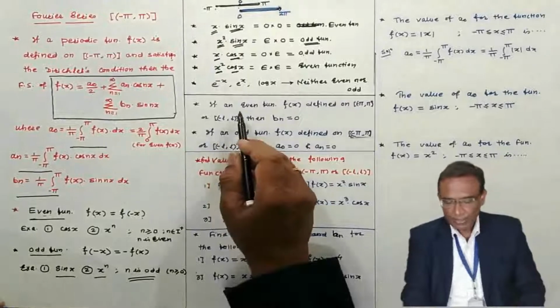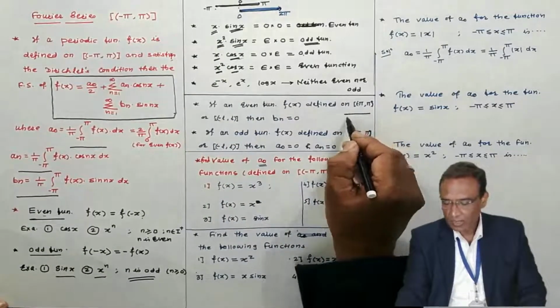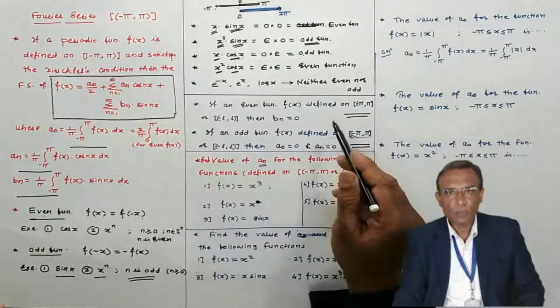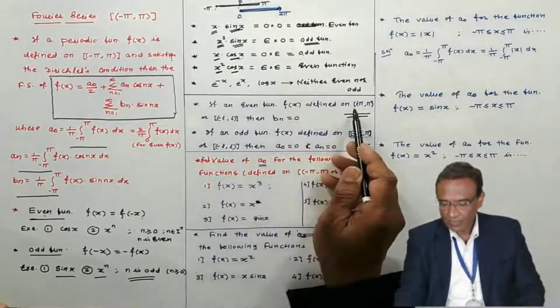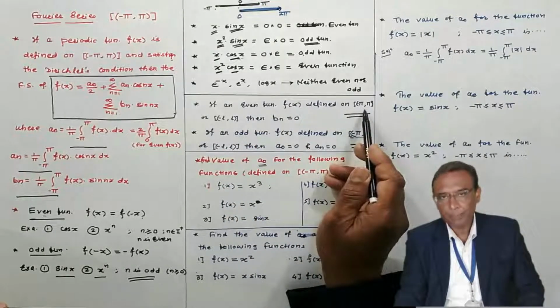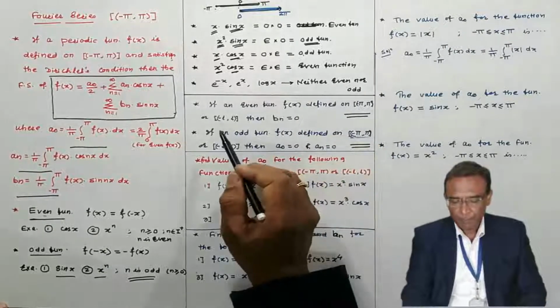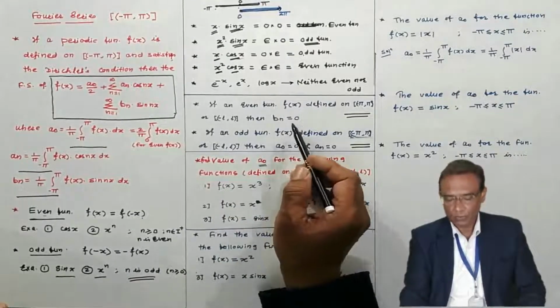Now, these facts are very important. On these facts, an MCQ may be asked in the examination. If an even function f(x) is defined on the minus pi to pi range, minus pi to pi, not 0 to 2 pi, or minus L to L, then Bn is 0.